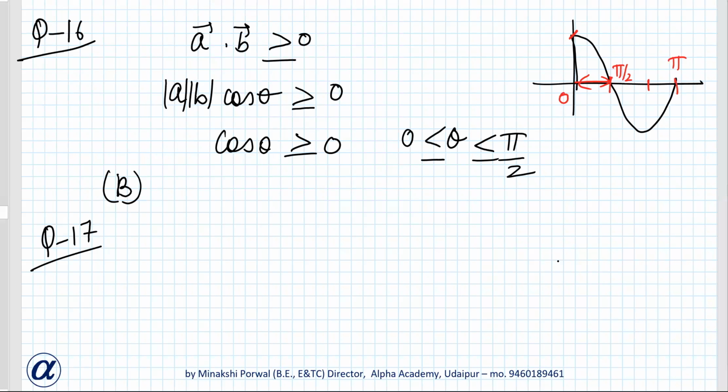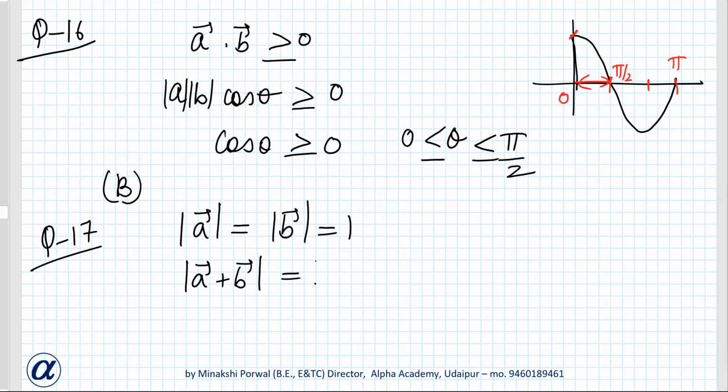If A and B are two unit vectors and theta is the angle between them, then A plus B is a unit vector if. It is given that A is a unit vector, B is a unit vector. That means their magnitude is 1. Then A plus B will be a unit vector. If mod of A plus B is 1, if we square both sides, it will be A plus B the whole square equals 1, or we can write it as A plus B dot A plus B equals 1.